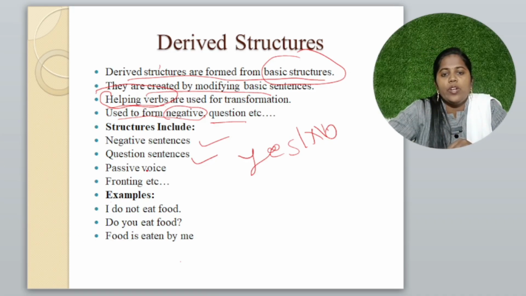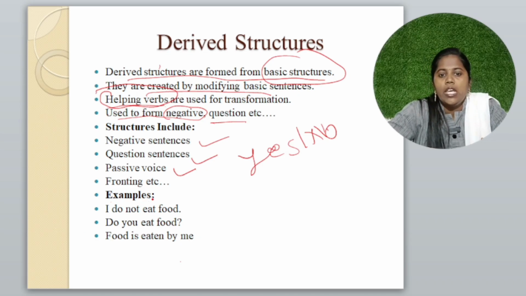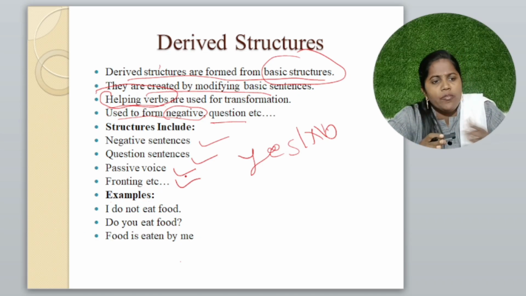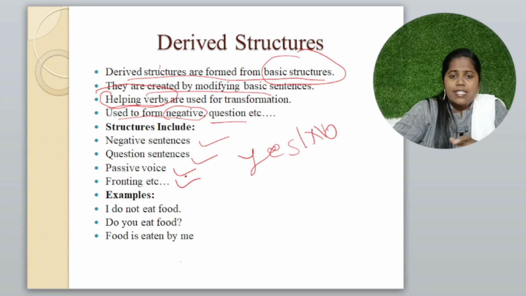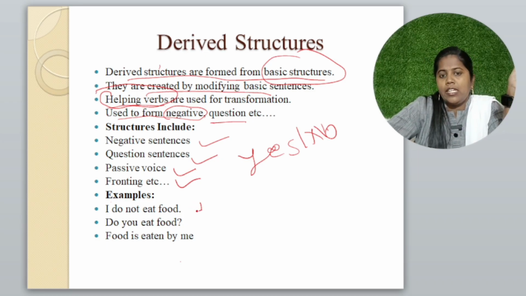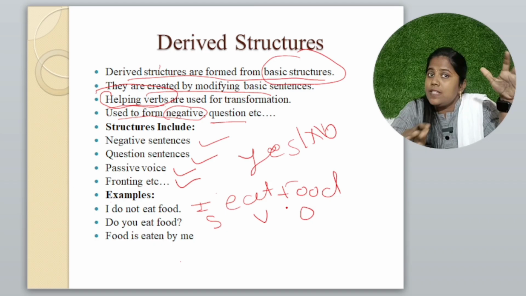Again, passive voice is there. If there is any passive voice, that is also a derived structure. Even fronting is there, postponing is there. Lots of derived structures are there. We will see in the next slide. For example, I have taken some examples here. Earlier in basic structure, I had given you one sentence, I eat food. This was the basic structure because here subject, verb and object are there. So this is the basic structure.